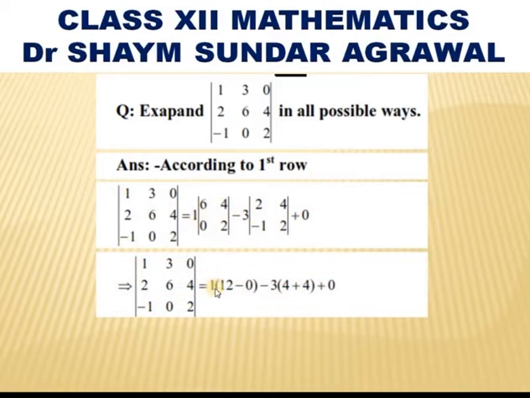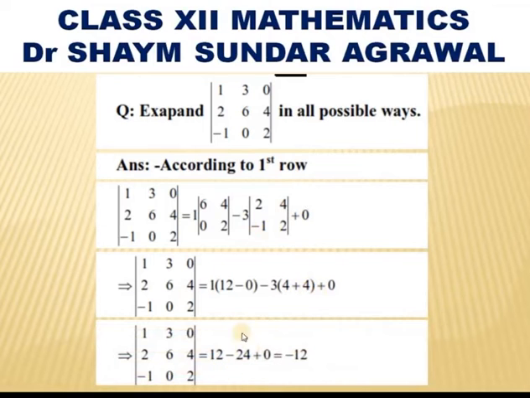Now, that is equals to 1 into 6 into 2 is 12 minus 0 into 4 is 0, minus 3 into 2 into 2 is 4 minus 4 into minus 1 is minus 4. So, minus of minus is plus 4. So, which is same as 12 minus 3 into 8, 24, is equals to minus 12.